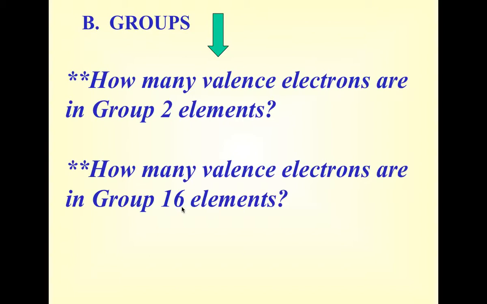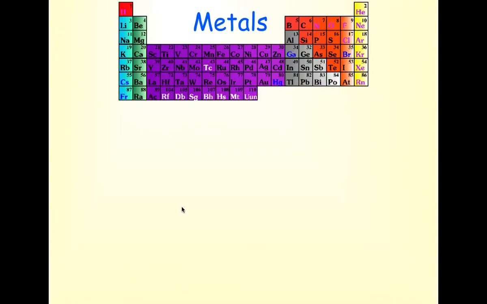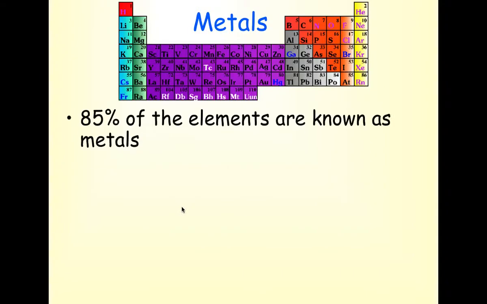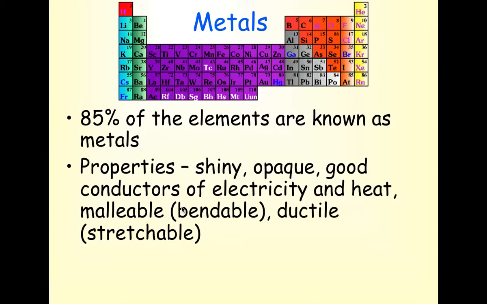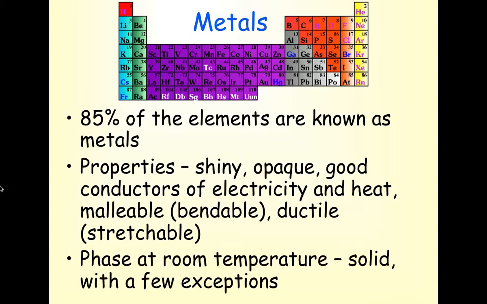So we can divide our periodic table into rows, known as periods, or columns, known as groups. We can also divide it up into big categories, like our metals, which we talked about last unit. 85% of the elements on the periodic table are known as metals. Properties of metals include that they are shiny, opaque, which means you can't see through them, good conductors of heat and electricity, malleable, in other words bendable, and ductile, they are stretchable. Metals are solids at room temperature, with the main exception being mercury, which is a liquid.